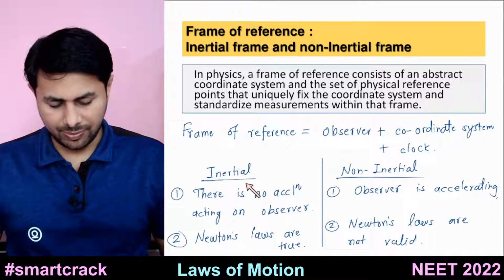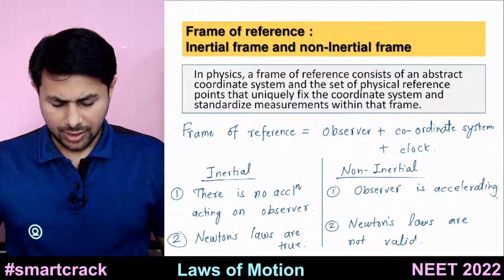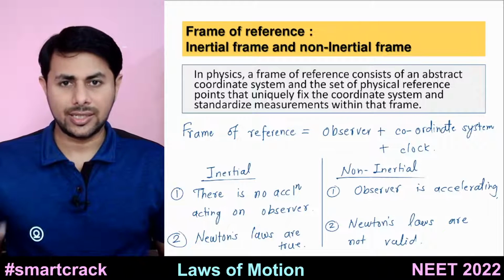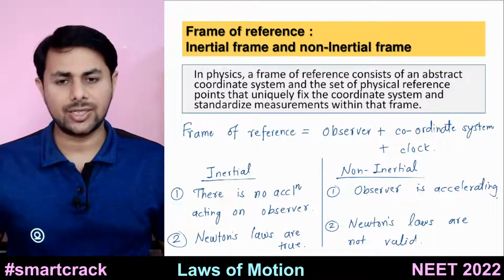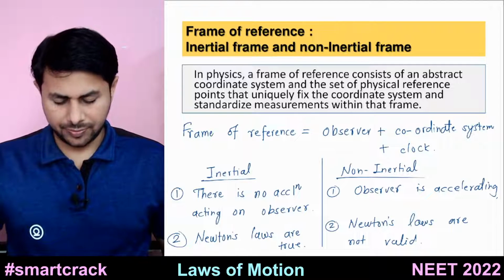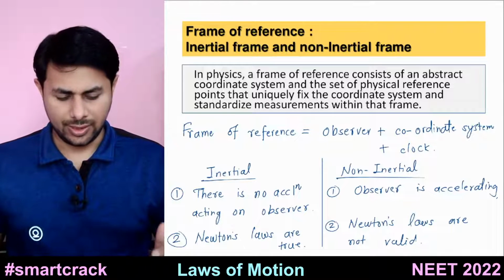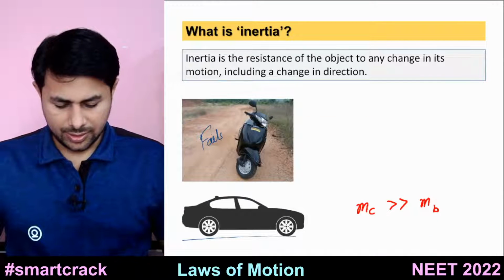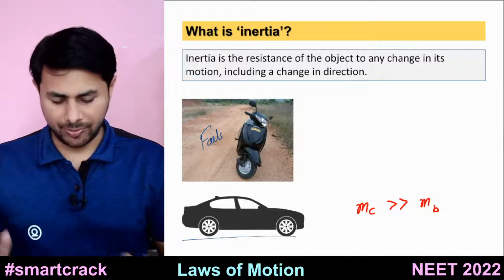First is inertial frame of reference, and second one is non-inertial frame of reference. Newton's laws are strictly valid in the inertial frame of reference only. And what is the inertial frame of reference? There is no external acceleration. For example, this parked bike is an inertial frame of reference.